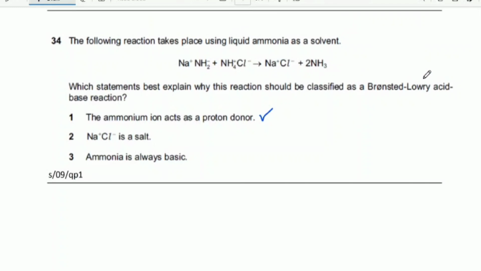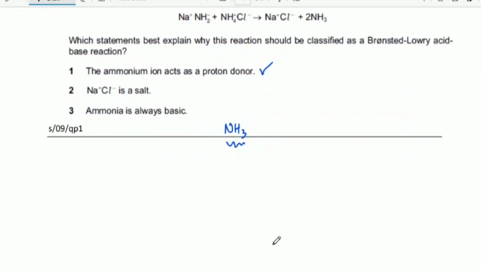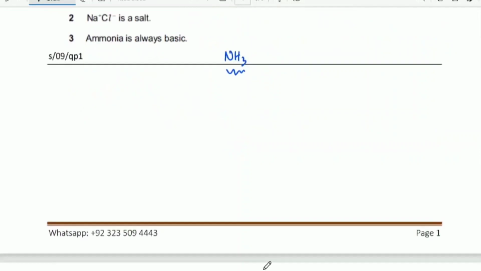Now remember, in a Brønsted-Lowry acid-base reaction, it's not necessary that a salt gets produced. The definition is pretty broad. Someone losing H+, someone gaining H+, that's it. It's got nothing to do with salts. And ammonia is not always basic, because ammonia is basic, but ammonia can also lose H+ ions. It's got H+ ions, so it can possibly lose them. So we're not really sure whether it's always basic, so we can't be 100% sure about that. Okay.